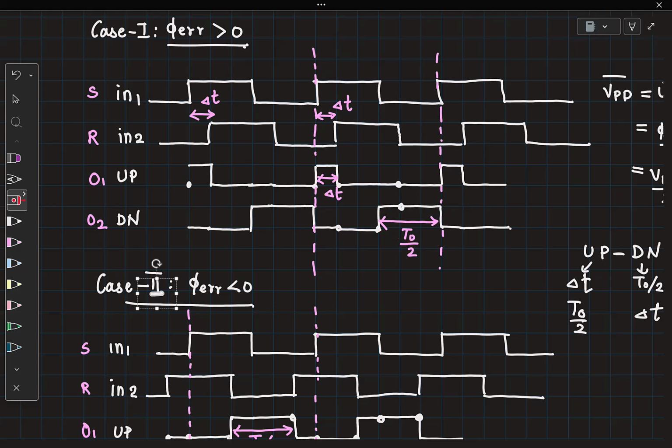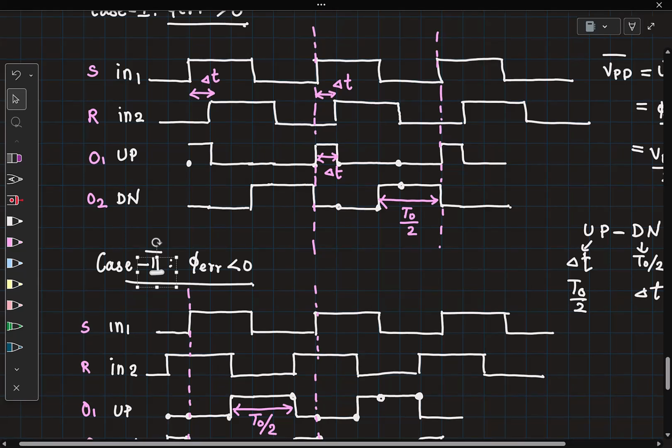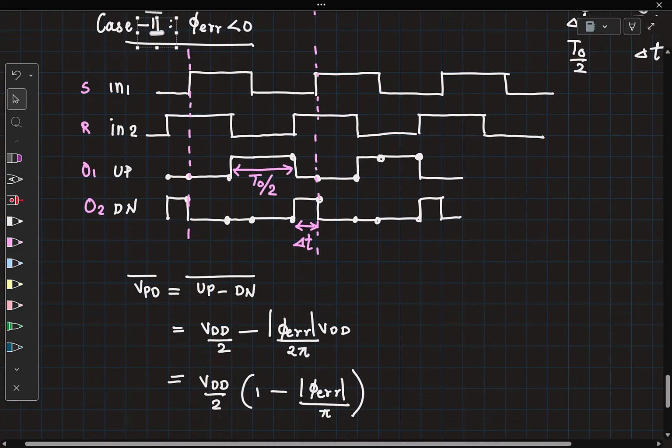Now what has happened is, up signal has the information about t naught by 2 and the down signal has the information about minus delta t. Right? So when you do up minus down, you would still get the delta t information. Now you can write out the expression.